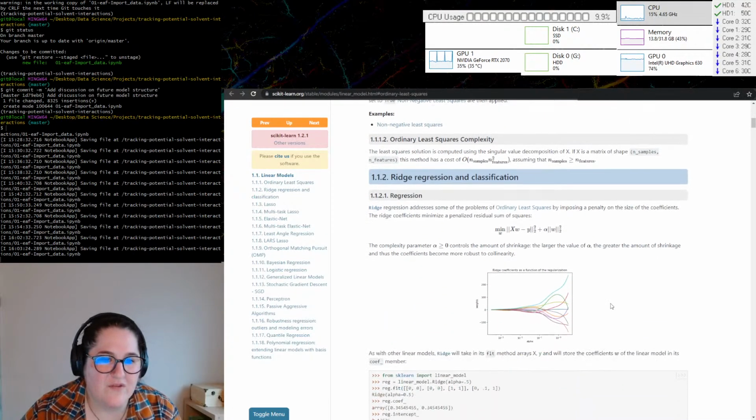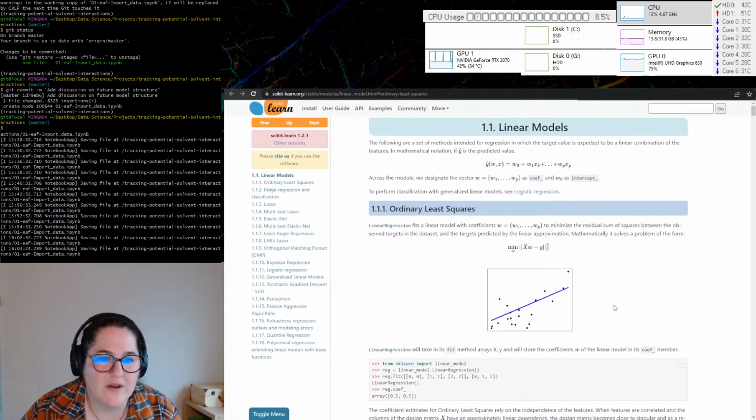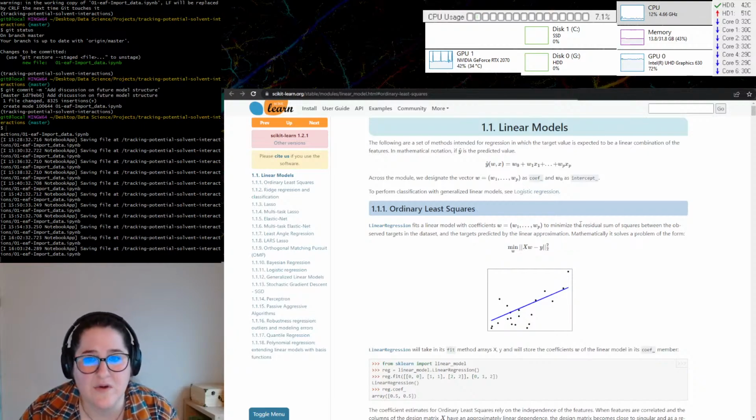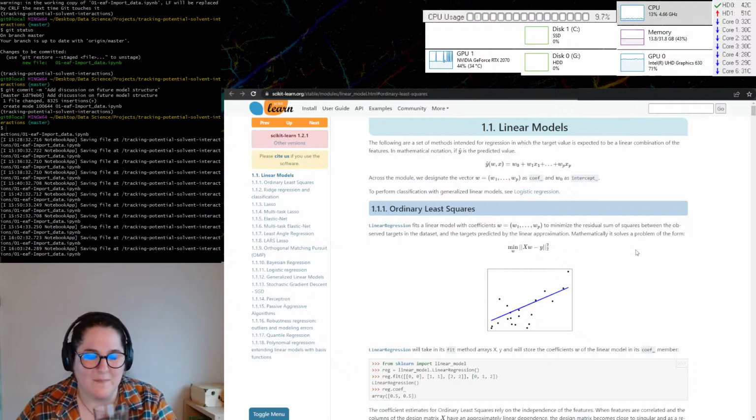Then we have ridge here. Ordinary least squares fits a model with coefficients to minimize the residual sum of squares, a chi-square test basically, between the observed targets in the data set. So that's kind of what an OLS is. It takes a chi-square, or the equivalent of a chi-square for machine learning versus statistics.